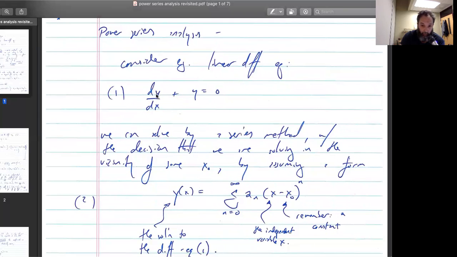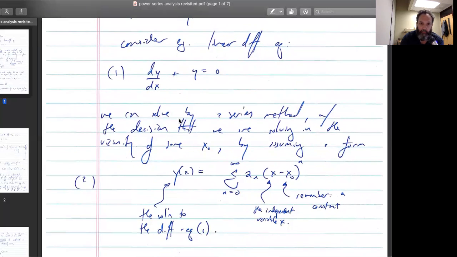So I want us to think about this differential equation. First derivative of y with respect to x plus y itself is equal to 0. Or if you want to rewrite this the other way, you could say dy/dx is equal to negative y. All right, so we can solve this differential equation using a series method.